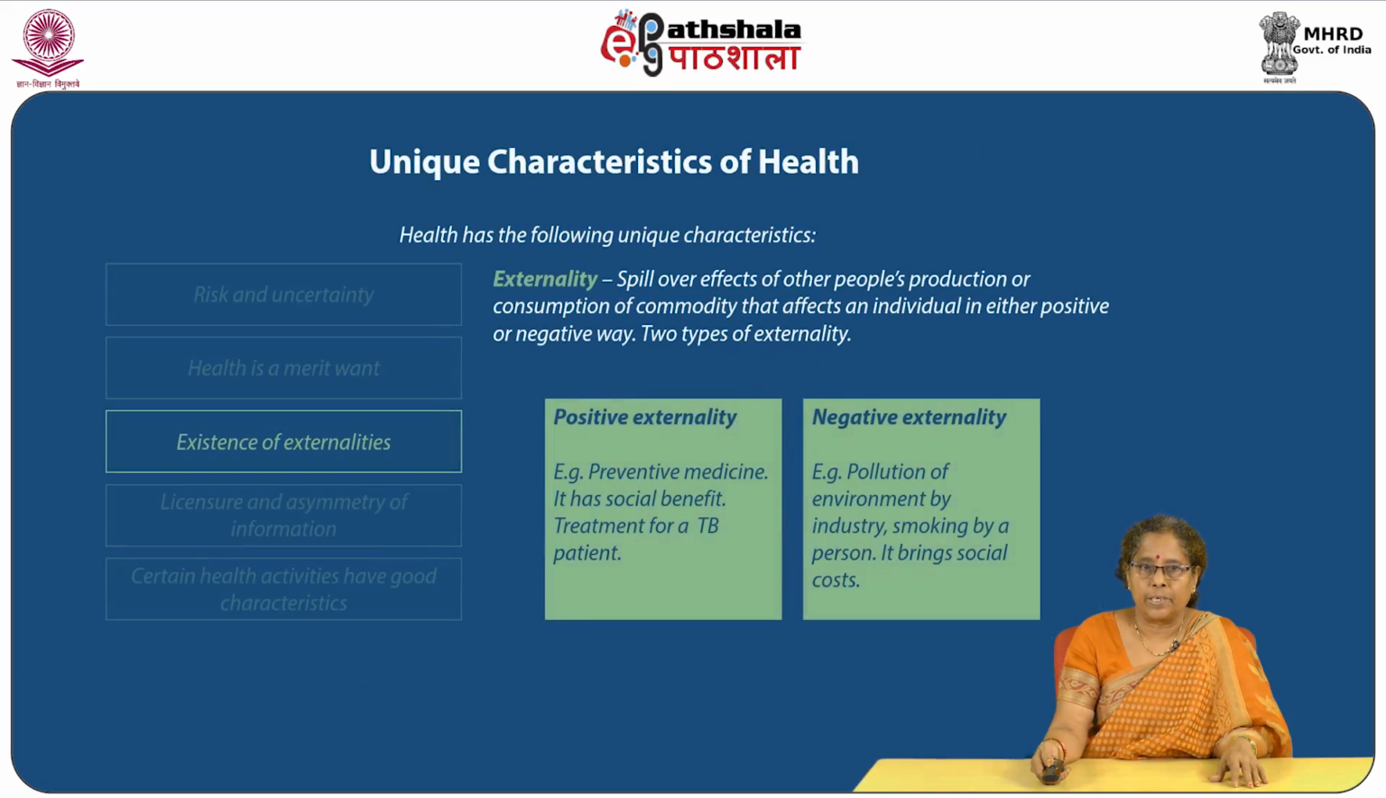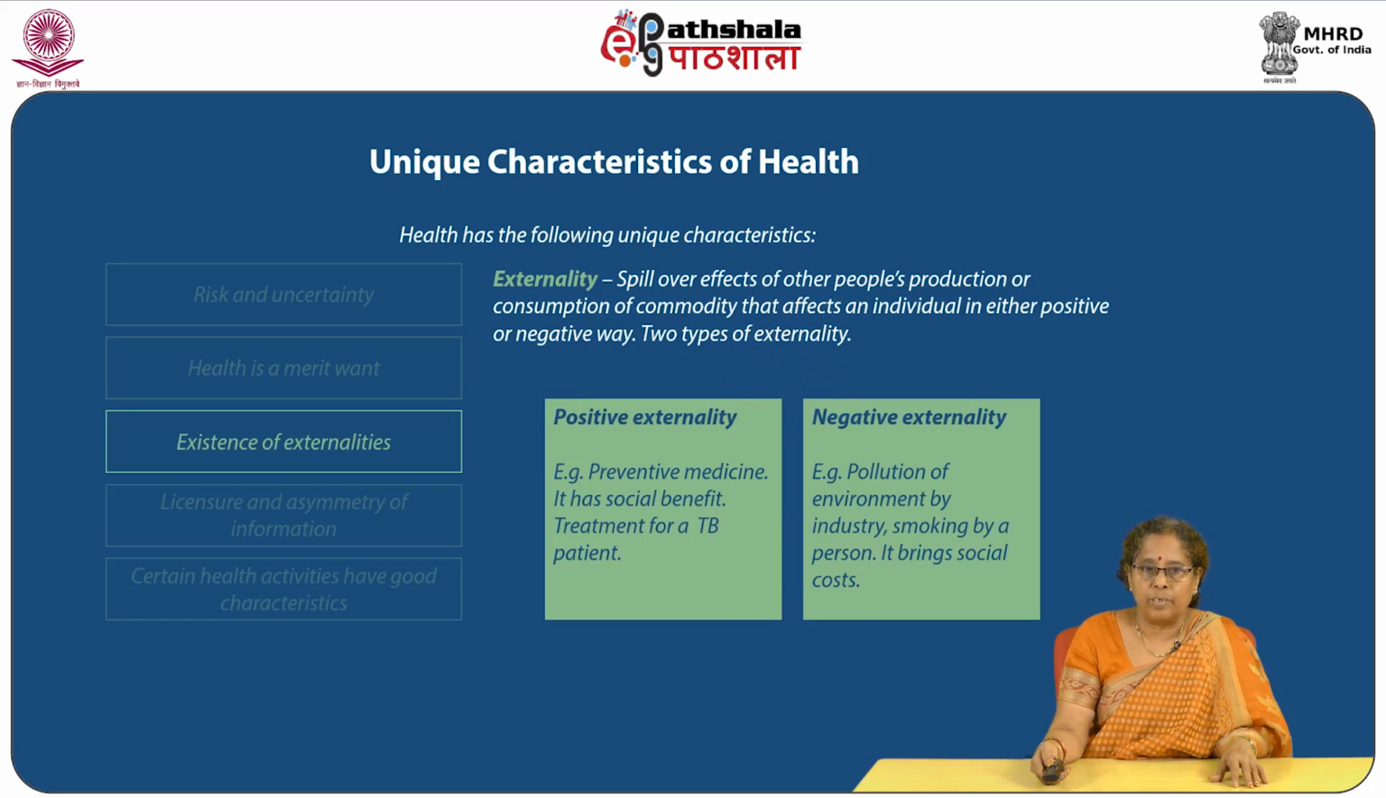Externality. Externality is the spillover effect of other people's production or consumption of a commodity that affects an individual in either a positive or negative way. There are two types of externality. Positive externality, for example, preventive medicine. It has social benefit, such as treatment for a TB patient. So when you treat a TB patient, it will not spread to the other patients. So that is the social benefit.